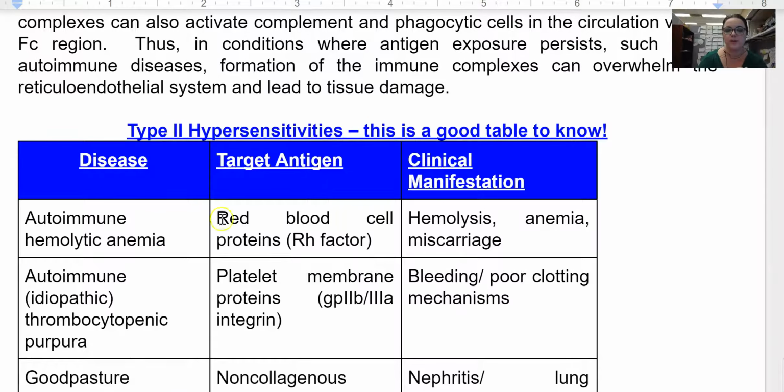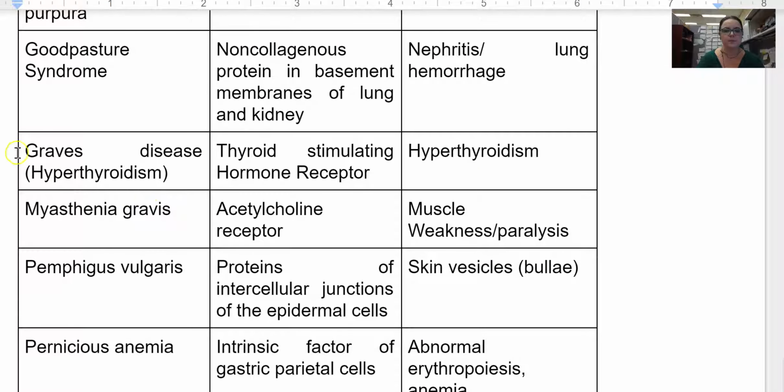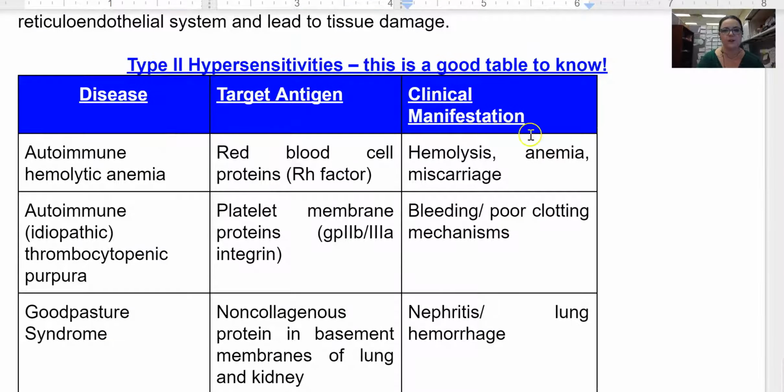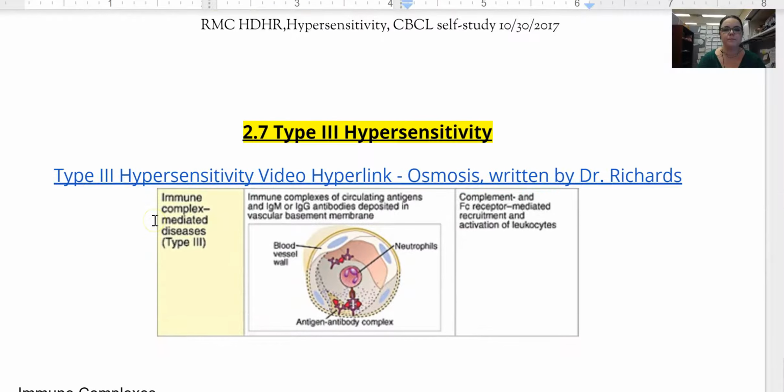So autoimmune hemolytic anemia, that's a type 2 hypersensitivity. ITP, autoimmune idiopathic thrombocytopenic purpura. This is what we were talking about in some of the CBCL sessions for Cameron Thompson Part 2, that you can make antibodies to your platelets that attack your platelets, and that obviously is a problem for clotting. So we go through these. Remember that Graves and myasthenia gravis are non-cytotoxic, but the rest of these, once again, this is one of those tables. I want you to know the target, I want you to know the manifestation, I want you to know the name, okay?